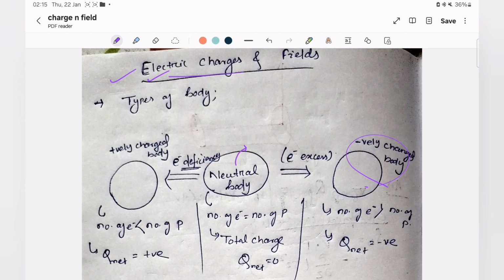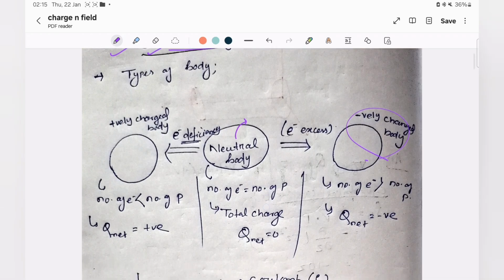Before moving to this topic, we will see the types of body. There are three types of body. One is the neutral body, in which, as we know, any body contains electrons and protons. If the number of electrons is equal to the number of protons, that means it is a neutral body. Its total net charge, or Q net, is 0.